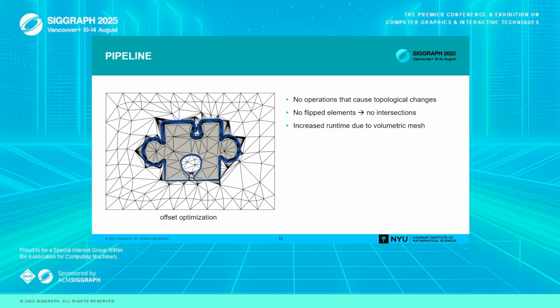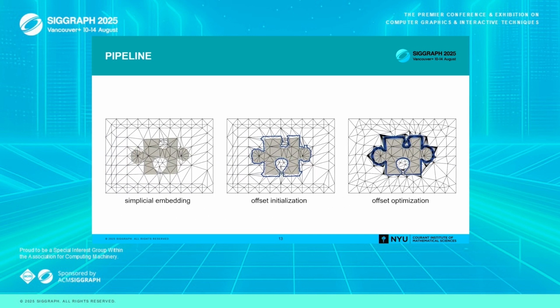Of course, using a volumetric mesh also has some downsides. Most importantly, you have an increased runtime compared to methods that work purely on surfaces, because we also have to remesh the volume. We tested our method on the Thingy 10K dataset, and to give you an idea, for 55% of the inputs we created offsets within 6 minutes, but there were a few cases, more precisely about 3%, where it took more than 1 hour. So if the topology is really complex, it can take quite a while. Yeah, and that's our entire pipeline.